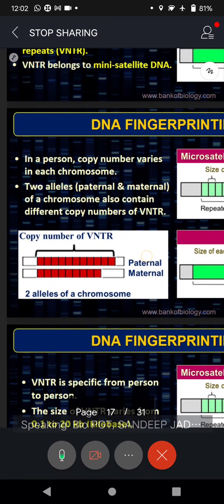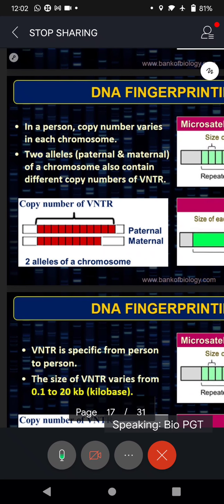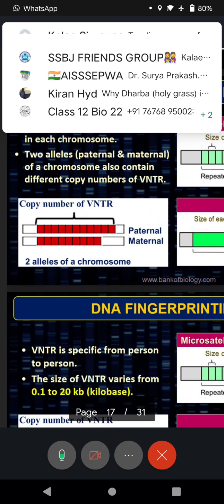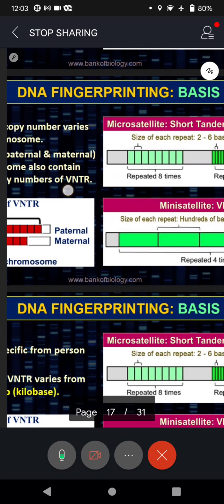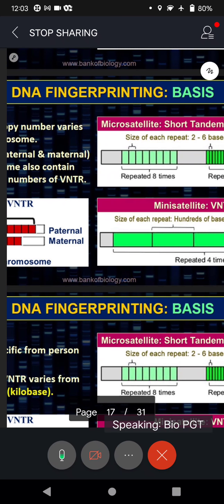Okay? It is not only the crime, say murder cases, rape cases, cheating cases. Not only that, even biological motherhood and fatherhood can be identified with this. So, thanks to these VNTRs, look at that. In the paternal chromosome you see the number of VNTRs, and the maternal side you see, and these are two alleles of the chromosome. So it is easy for us to decide, because during fertilization what happens, all of you know, we have studied under the chapter reproduction.